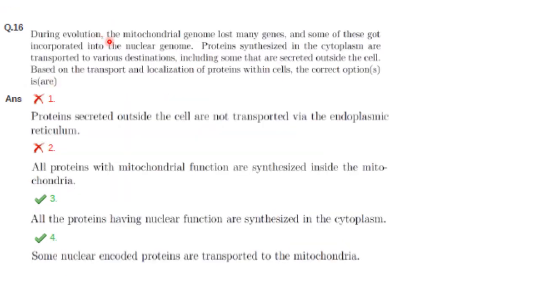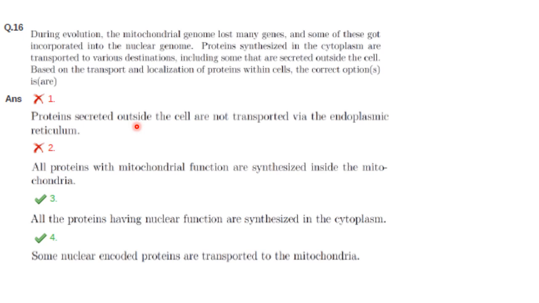Then next one. During evolution, the mitochondrial genome lost many genes and some of these got incorporated into the nuclear genome. Proteins synthesized in the cytoplasm are transported to various destinations, including some that are secreted outside of the cell. Based on the transport and localization of proteins within the cell, the correct option is or are.